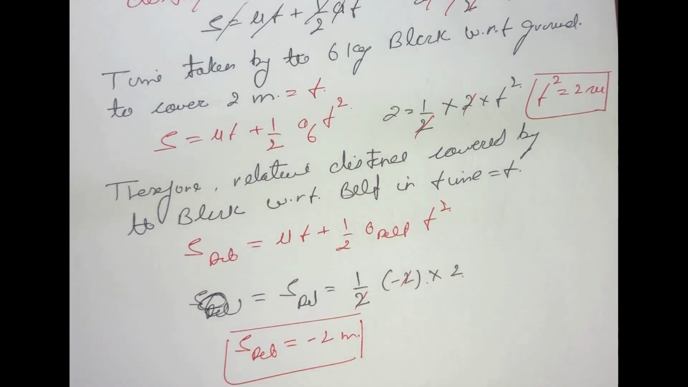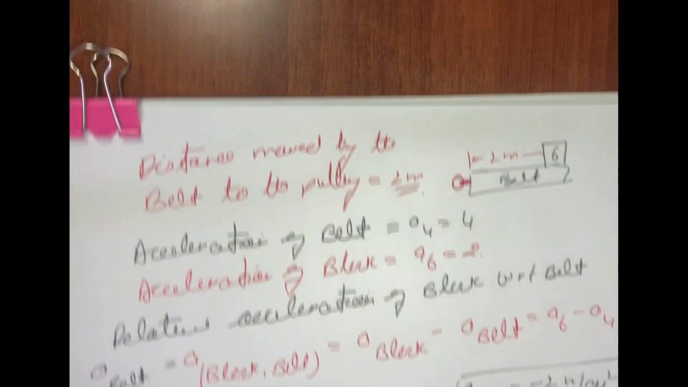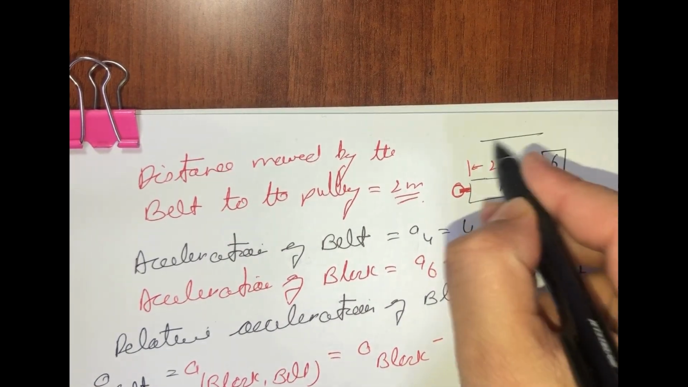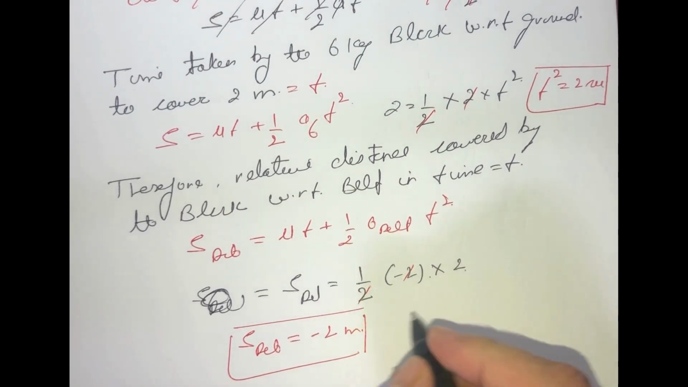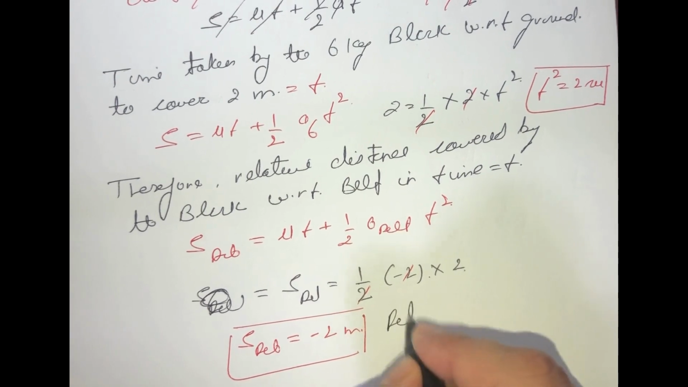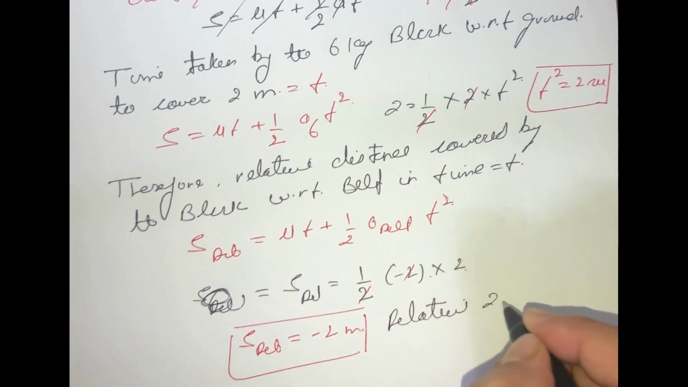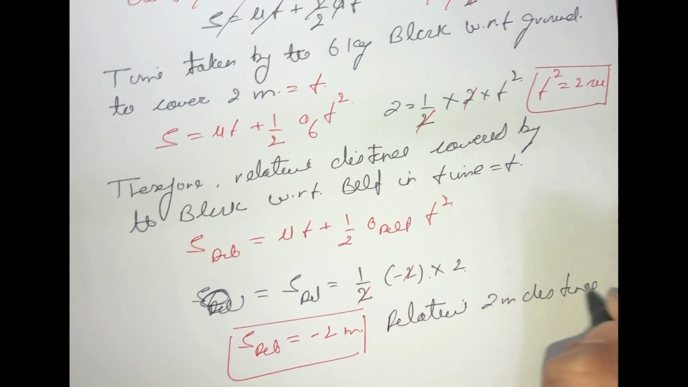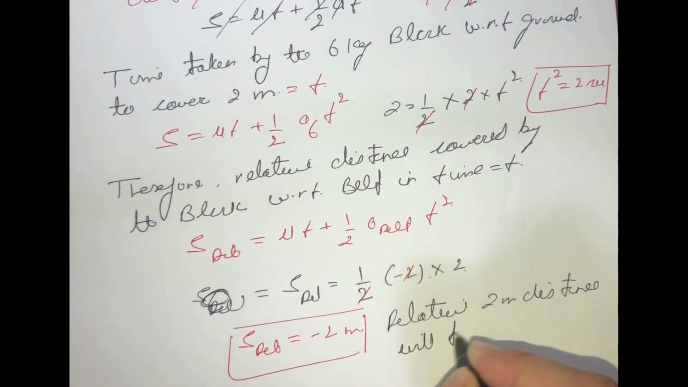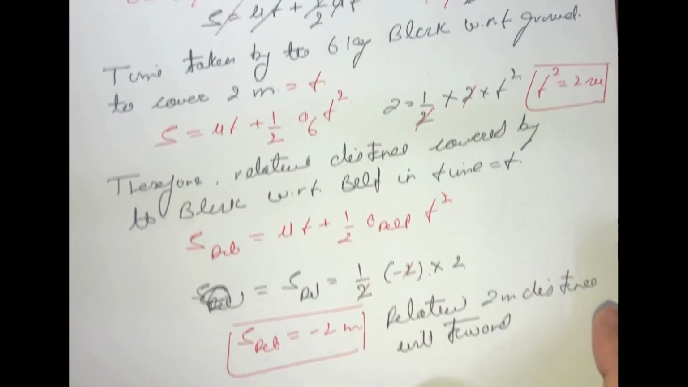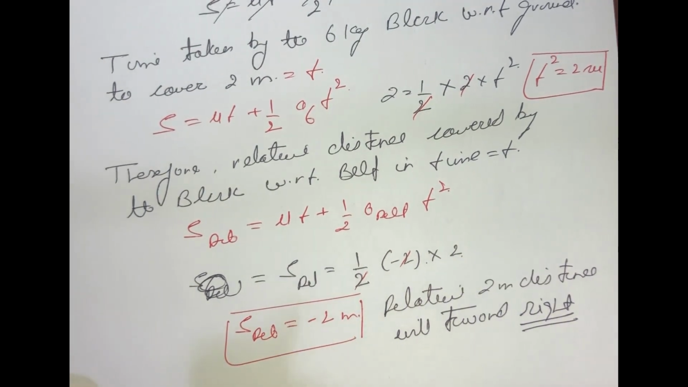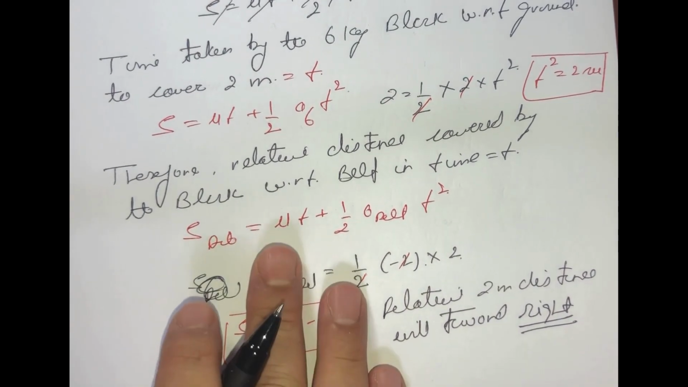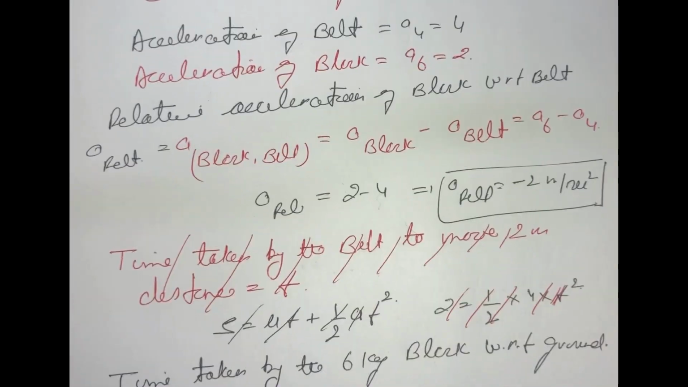As we have considered that the motion of this entire thing is towards the right side, but as the distance is coming as negative, from here we can say that the relative 2 meter distance will be toward the right side. Okay. So this completes the question. Thank you.